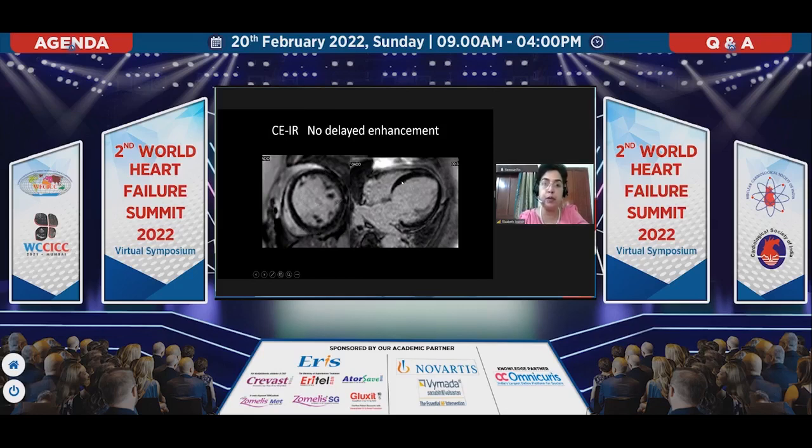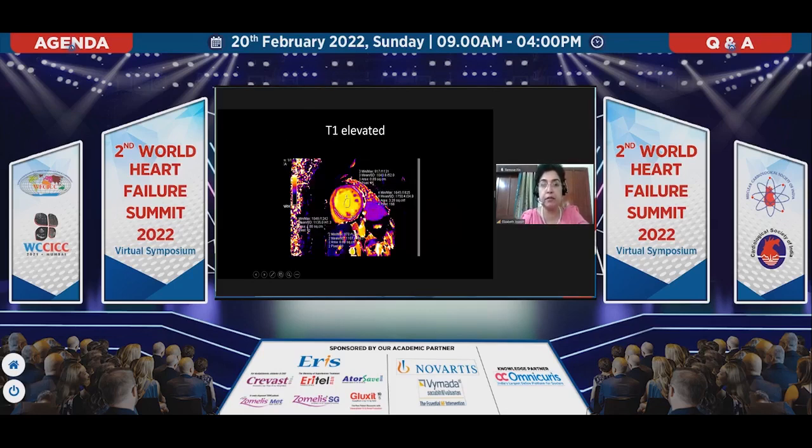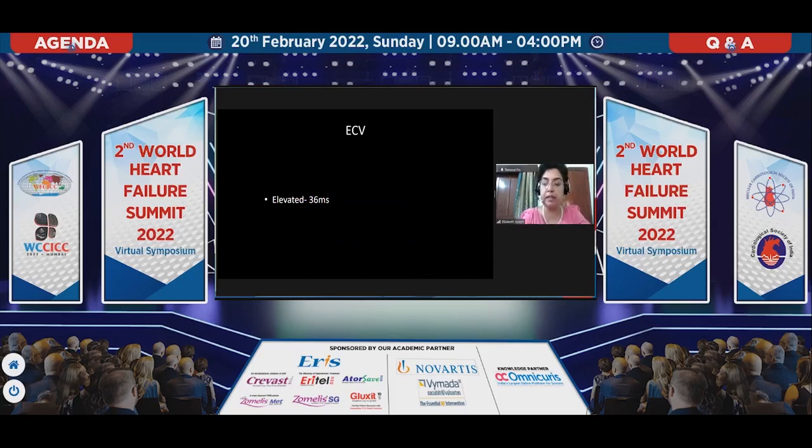I've shown you 2 views, the short axis as well as the 4-chamber view. So we have a case of a dilated cardiomyopathy which is not showing delayed enhancement. So it becomes difficult for us to characterize it into any particular disease process. So does T1 mapping help us in any way? Yes, the T1 mapping values are elevated. The normal in CMC is 1084, and the value here is 1645. The ECV was also elevated.